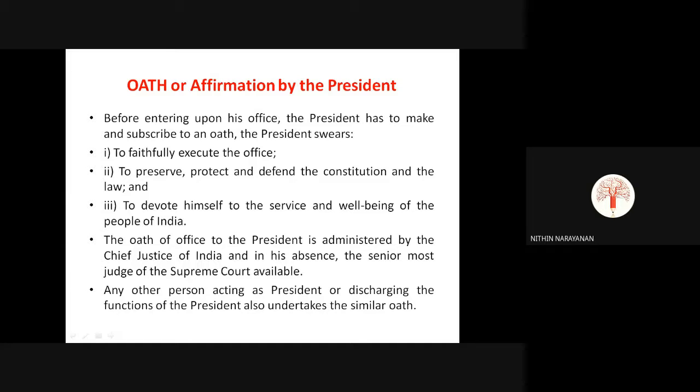So any other person acting as president or discharging the function of the president also undertakes a similar oath.